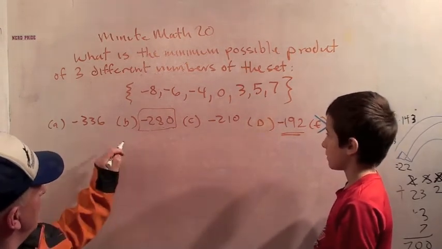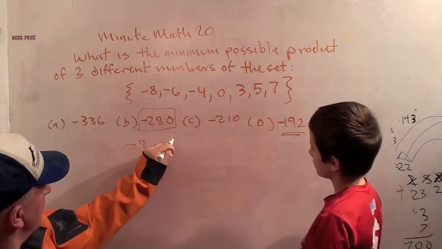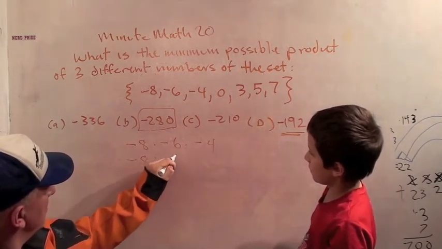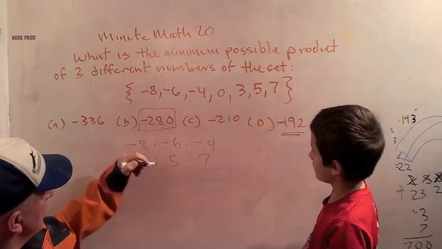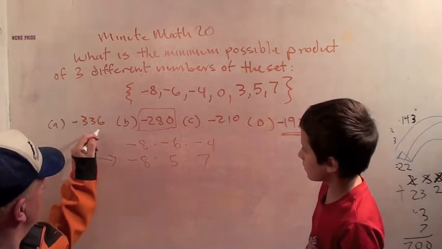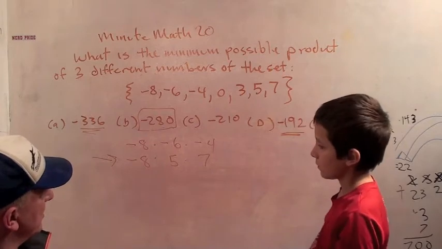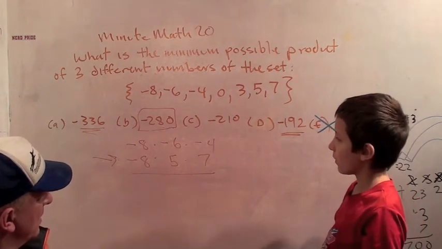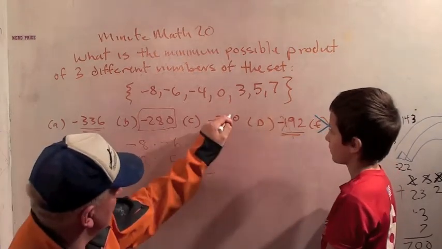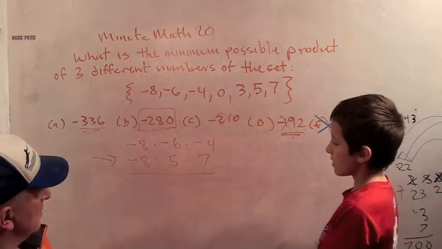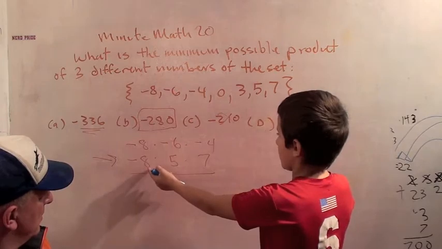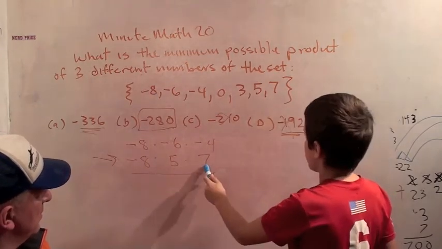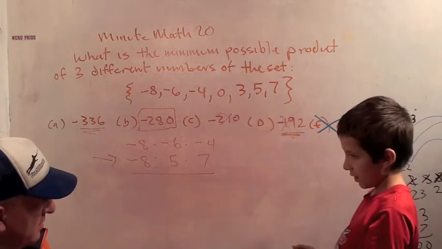Okay, so we have done -8 times -6 times -4, and we've done -8 times 5 times 7. We found this is pretty small, but there's one other choice, -336. So can we get a smaller number than this? Well, because we now can eliminate this and 0. This is the smallest number for the minuses. And these are the two largest numbers that are positive. Yeah.